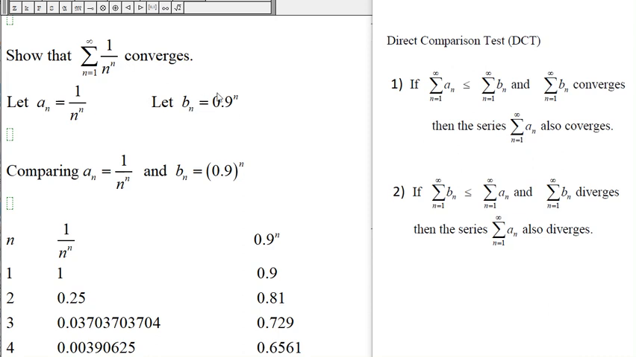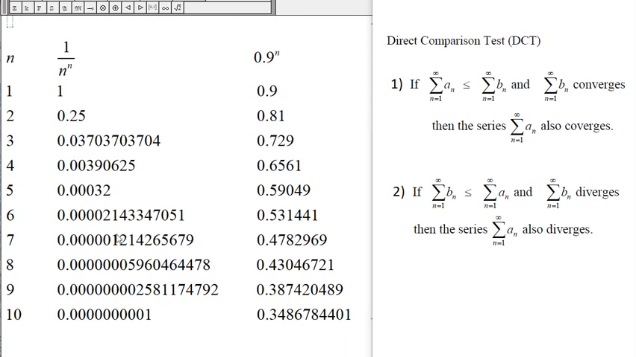And the series b sub n, we do know something about it, because this is a geometric series with common ratio of 0.9, and we know that for a geometric series with the common ratio between -1 and 1, the series converges. And so that's why we use the 0.9 to the n. And so now let's compare the a sub n with the b sub n.